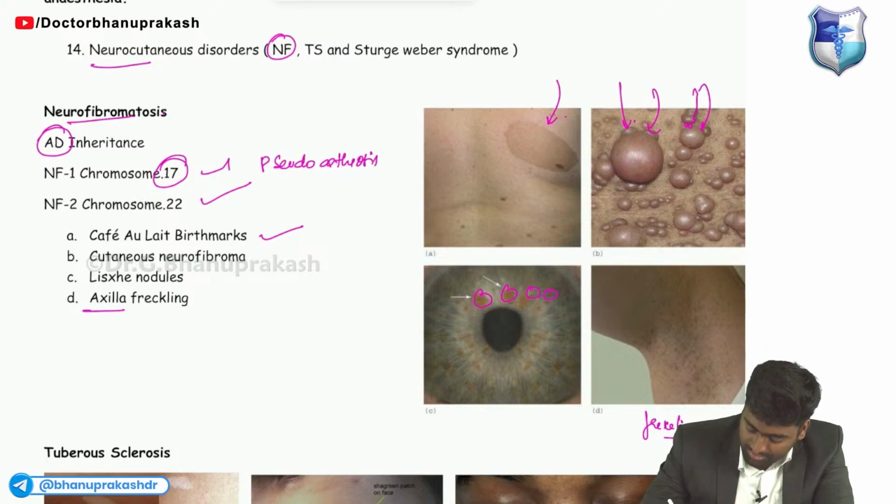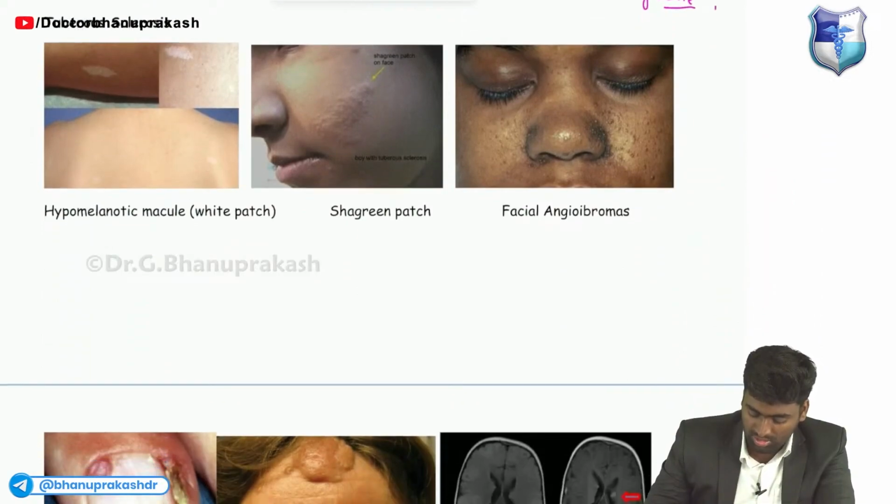Pseudoarthrosis of tibia. Yeah, good Dr. Anash, good Dr. Kanyon, and good Dr. Gautam. Good.